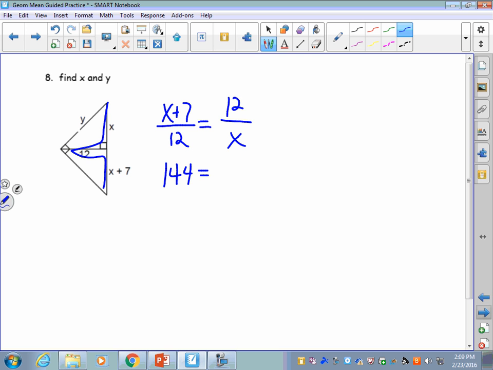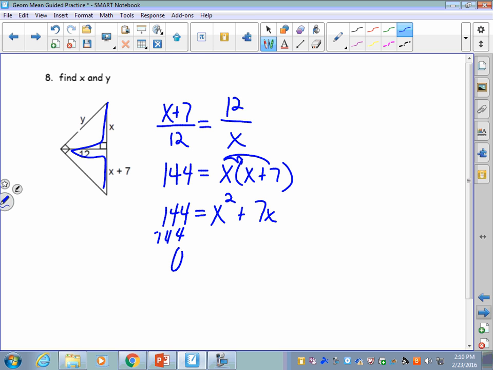So 12 times 12 gives us 144. We're going to do x times the x plus 7. Distribute your x. Some of you can skip this step because I think you know it already. We got x squared plus 7x. And again, we're going to make our quadratic equal to 0. So subtract the 144. I know you know to do that. Basically 0 is going to equal x squared plus 7x minus 144.